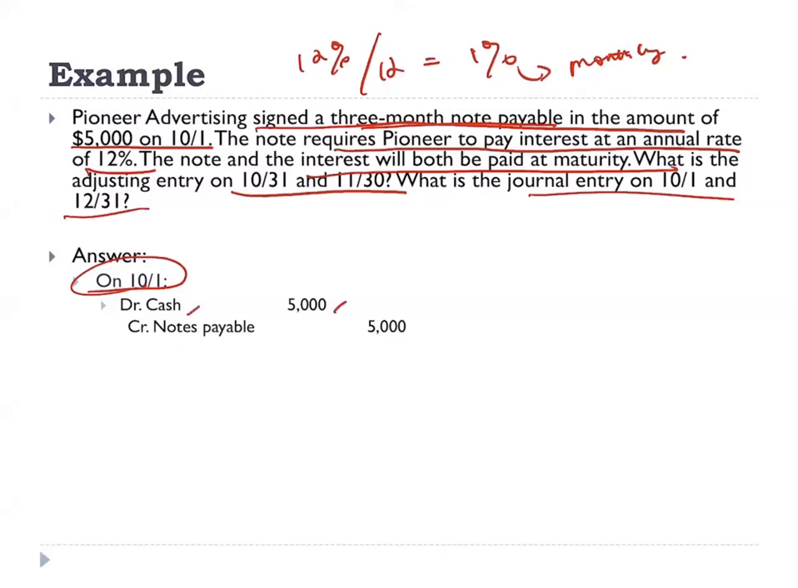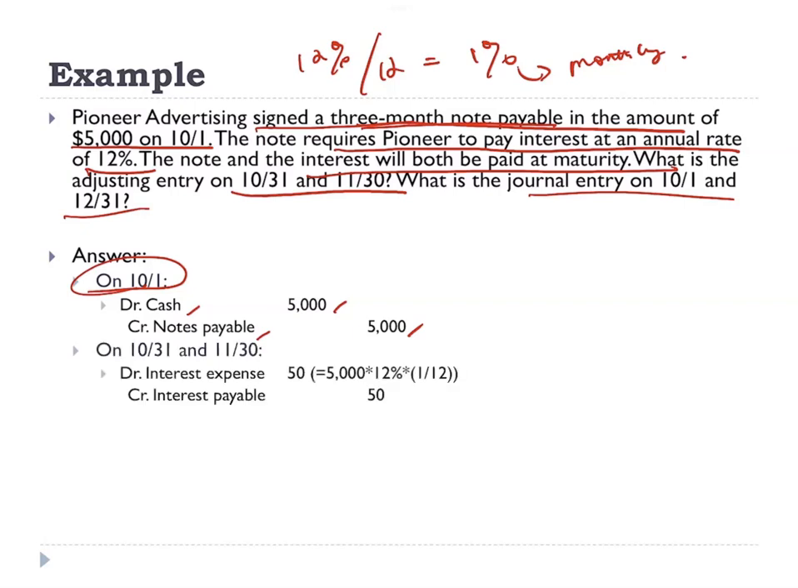So we debit cash because the firm gets 5,000 cash on October the 1st. And this is a payable for the firm because by signing this note, the firm makes a promise to pay this 5,000 in 3 months.